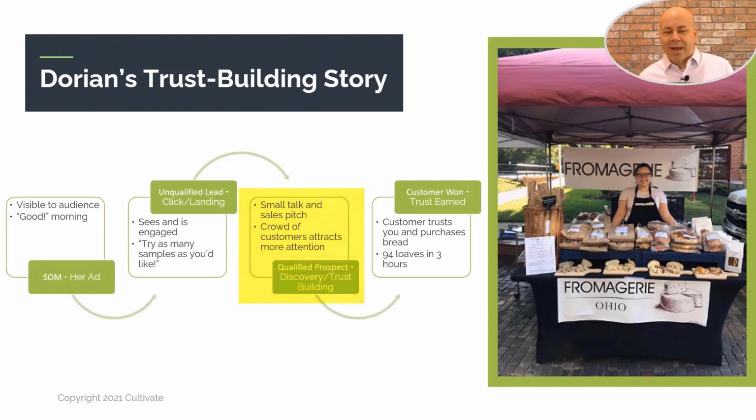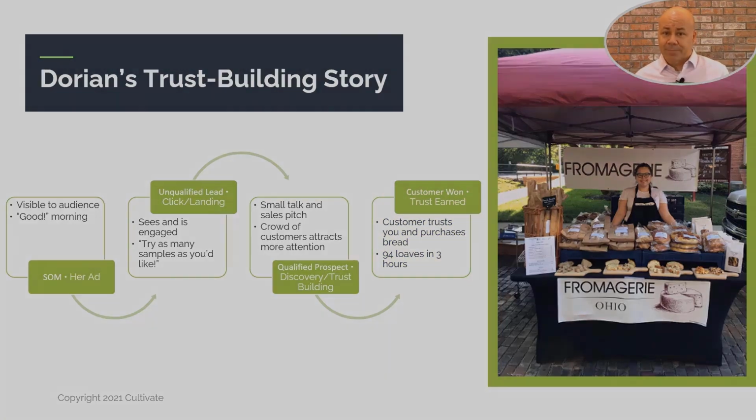So this is kind of how this works, and eventually they trust, in this case, for Dorian, they trust in them, they trust in the product, they trust in the brand, and they sell 94 loaves of bread in 3 hours on a Saturday morning at the farmer's market, just killing it. But it all begins with this process of how people first engage with the hello all the way up to when they become a customer.